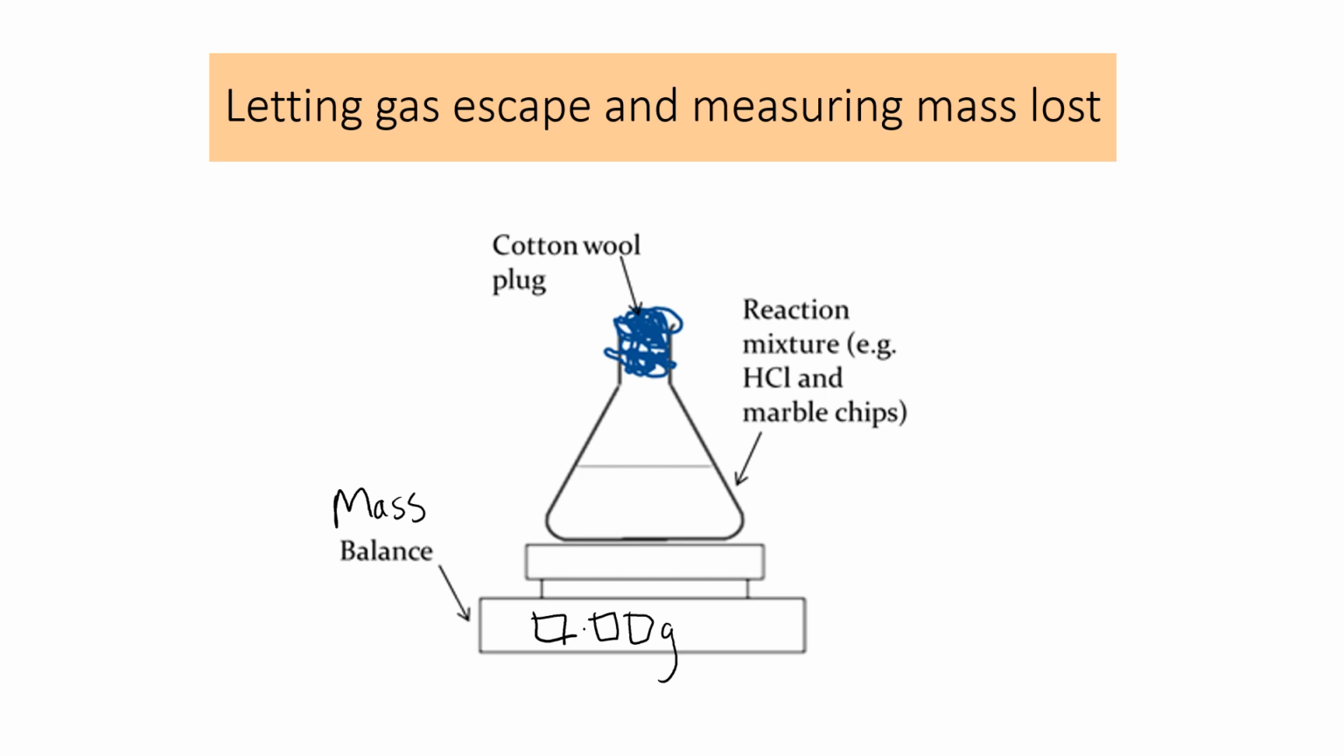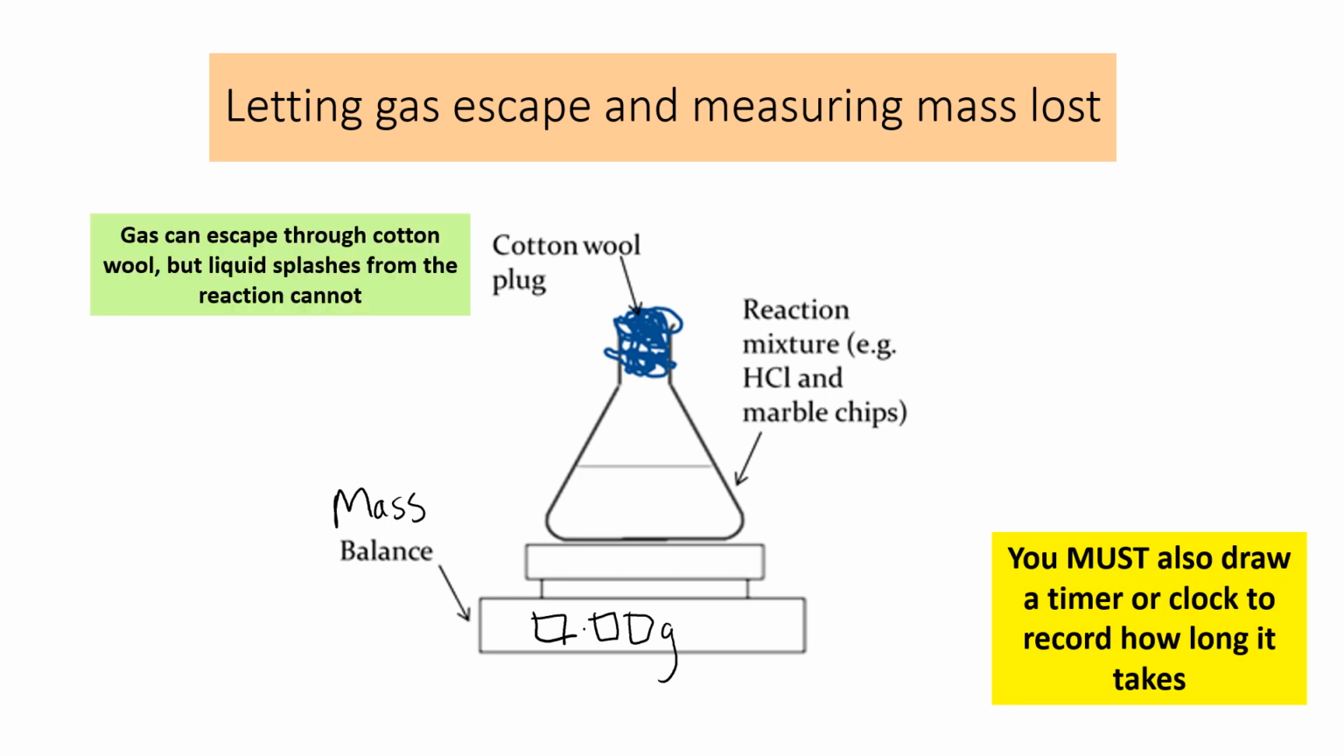Now, the reason the cotton wool is there is because gas can escape through the cotton wool, and as the gas escapes, the reaction will get less heavy. But if the reaction is bubbling, any liquid will be absorbed by the cotton wool and will not escape. So it means the cotton wool only allows you to measure the change in mass as a result of gas being lost. And like with your other reaction, when you're collecting the gas, you need to have a timer or a clock drawn because you need to always measure time as well as a quantity.